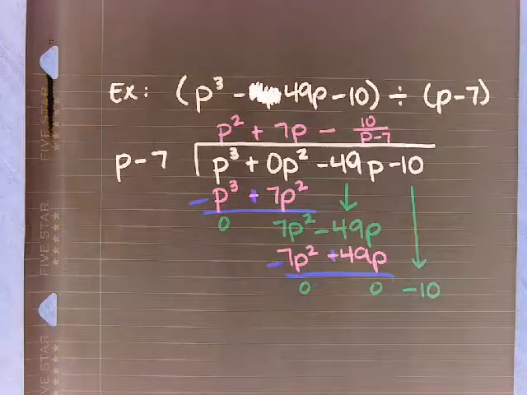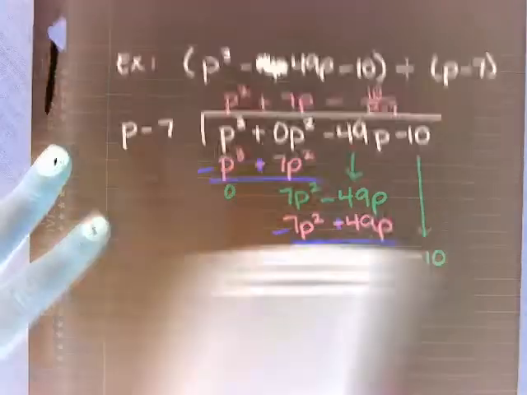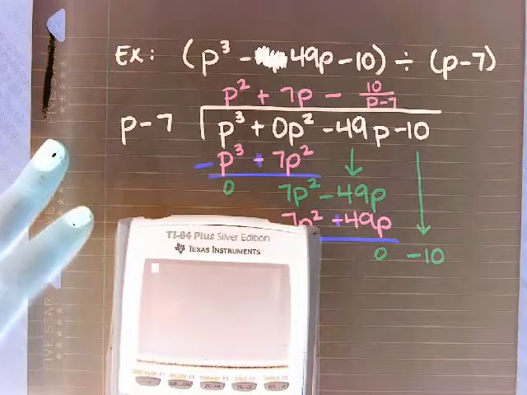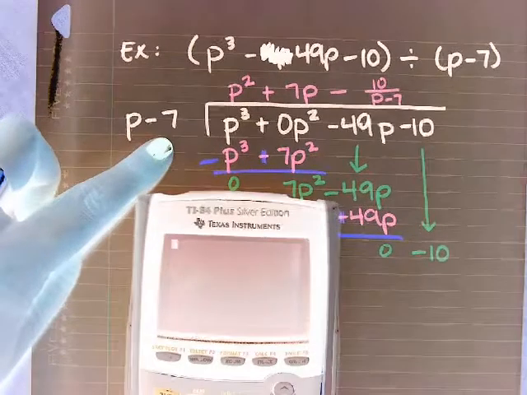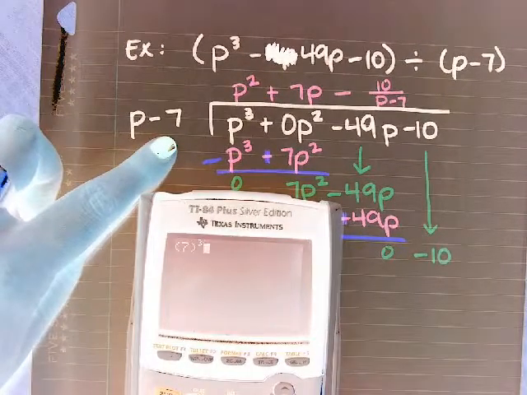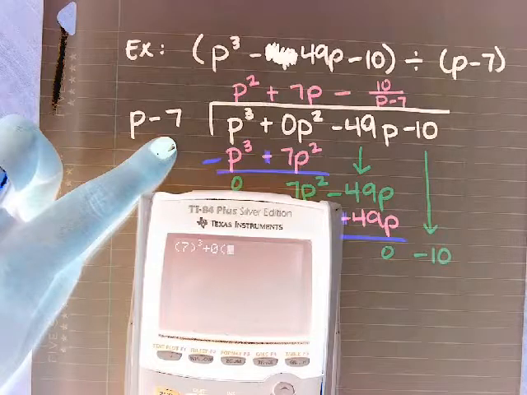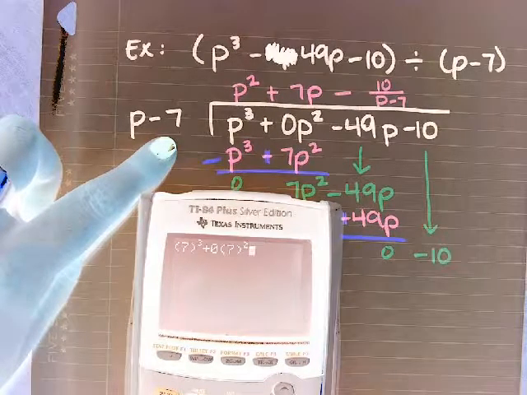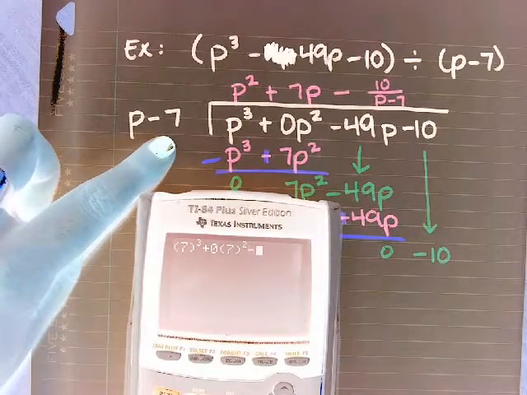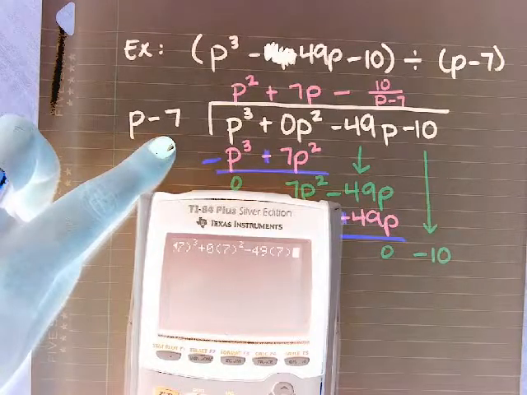All right, and what can I do to check and make sure my answer is probably right? Plug in positive 7. So I'm going to have 7 to the third. You can do the 0 or not do the 0. It won't make a difference because the 0 is going to 0 out anyway. Minus 49 times 7, minus 10.